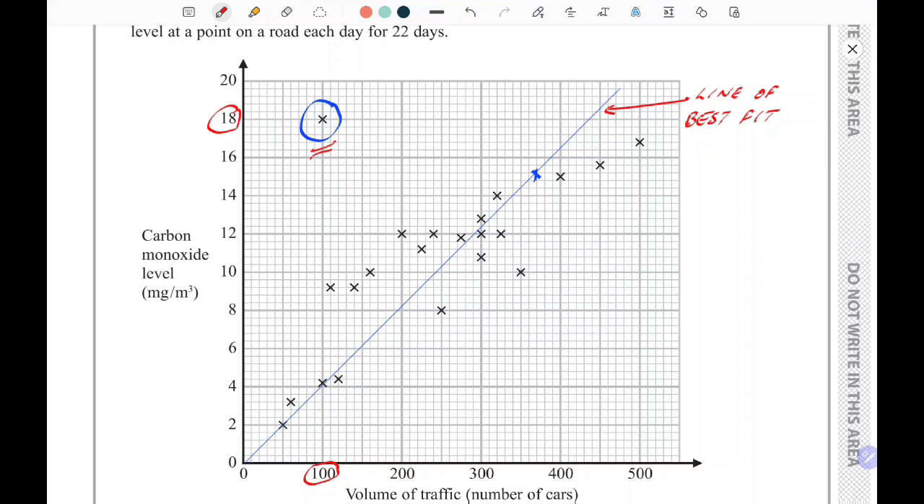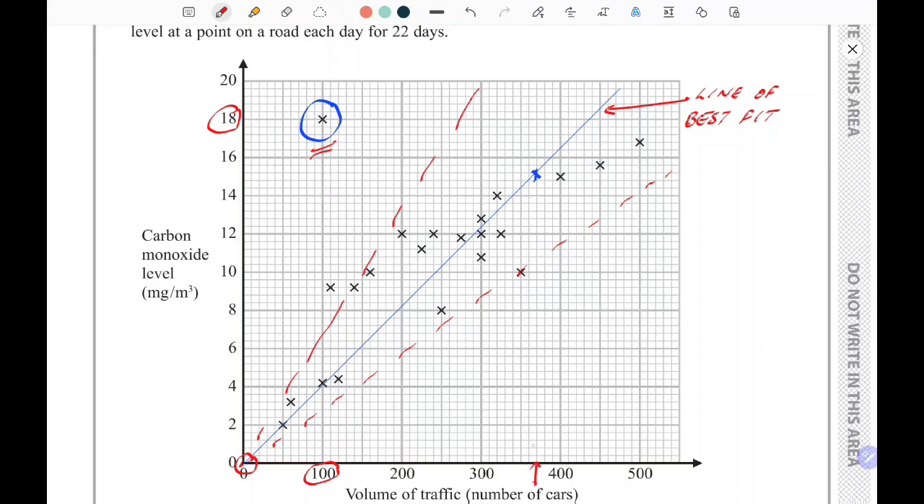Remember, it must go through the origin, because when you have 0 cars, we make the assumption that there will be no carbon monoxide floating around due to the cars. Okay, so making that assumption, one extreme is to go somewhere like that, or the lowest possible gradient, slope, somewhere like that. So somewhere in between, I've gone for a medium range there, and I've drawn a line of best fit.